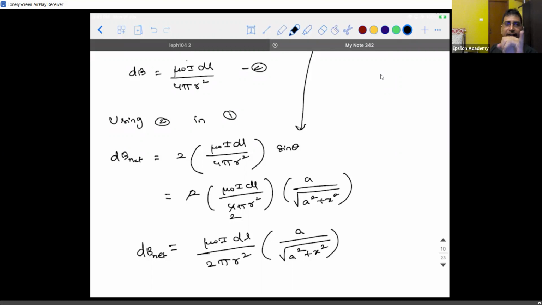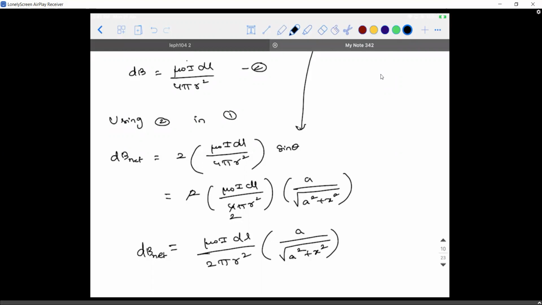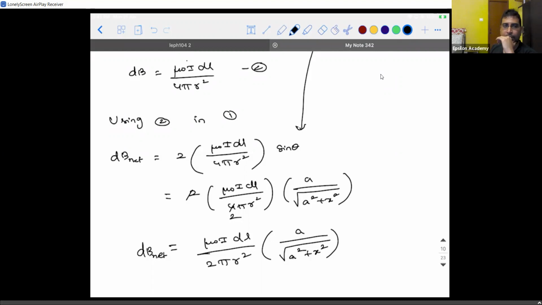No. A is the radius of the circle. It is constant. And X is also not a variable, because you are trying to find it at a fixed distance. X is a distance which is fixed. With respect to this scenario, X is a fixed distance. So dl is the only thing that is varying, which means I can take dl either here, here, here, anywhere. So dl is the only variable.